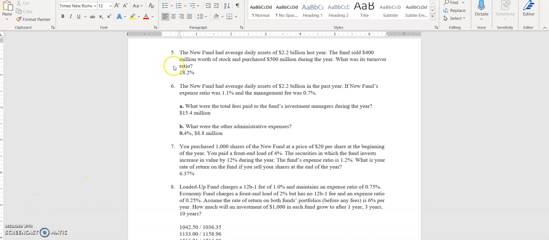Alright, so now let's go ahead and work through problem number 5. This problem gives us some details on the size of the fund, how much assets it has under management, and some of its transactions. It sold 400 billion worth of stock and purchased 500 million during the year. So we have to calculate the turnover ratio.